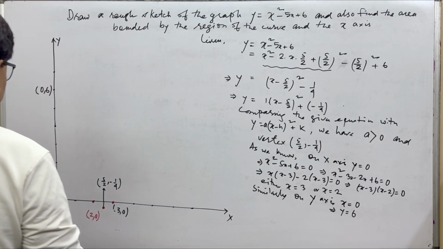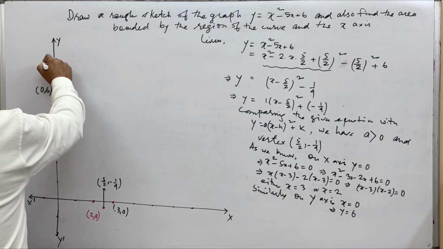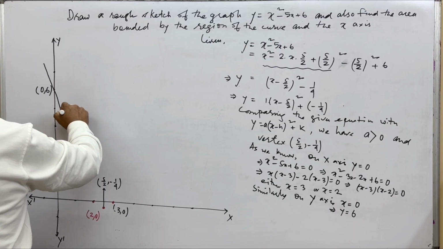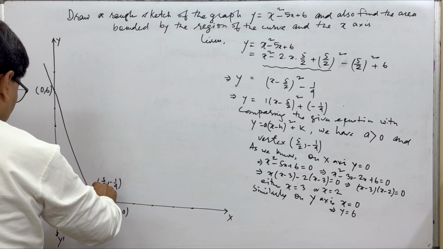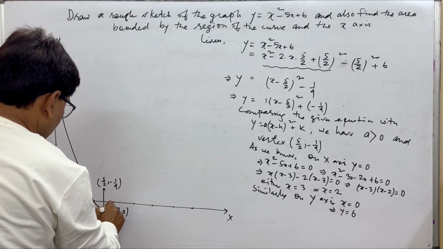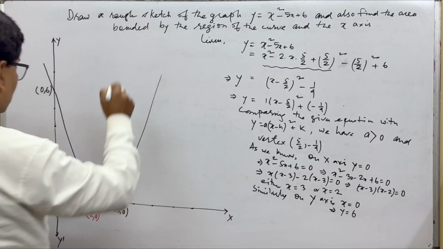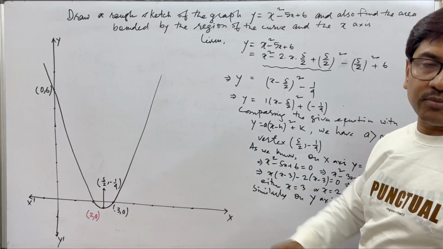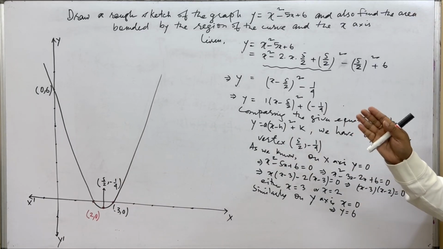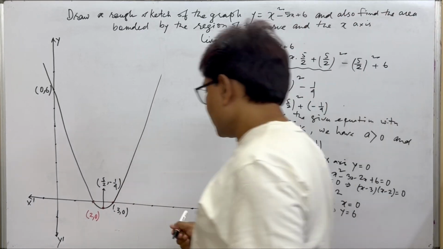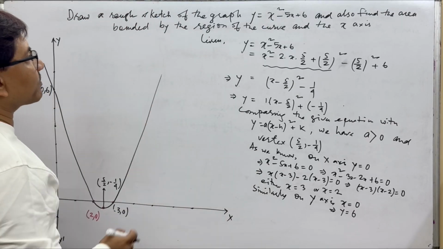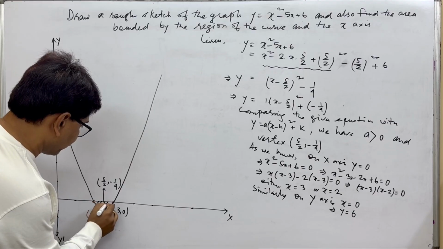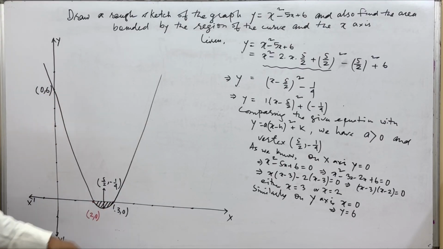So let us draw it, a freehand diagram. See the graph. This is that upward parabola. Is that clear? This is the upward parabola. Now we have to find the area bounded by the region of the curve and the x-axis. That means we need to find out this region area.